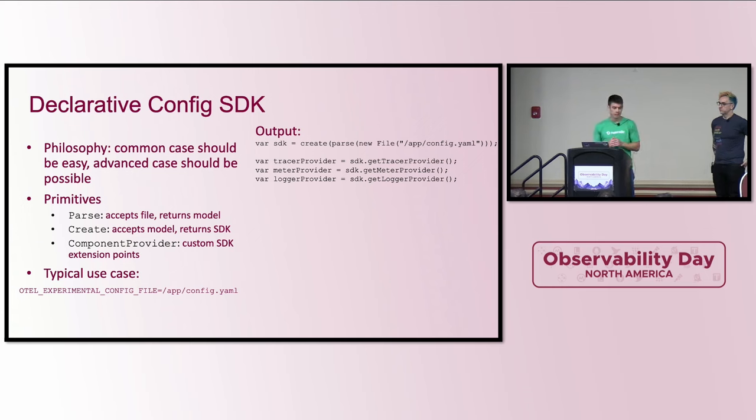When the SDK sees this environment variable, it uses the primitives we've just discussed to produce SDK components. Advanced users can reference these primitives directly in all sorts of novel ways. For example, you could retrieve a config file from a remote source instead of a local file system. You could take a layered approach to configuration, combining the results of multiple config sources. Or you can manually override bits of the config model after parse is called, but before create.